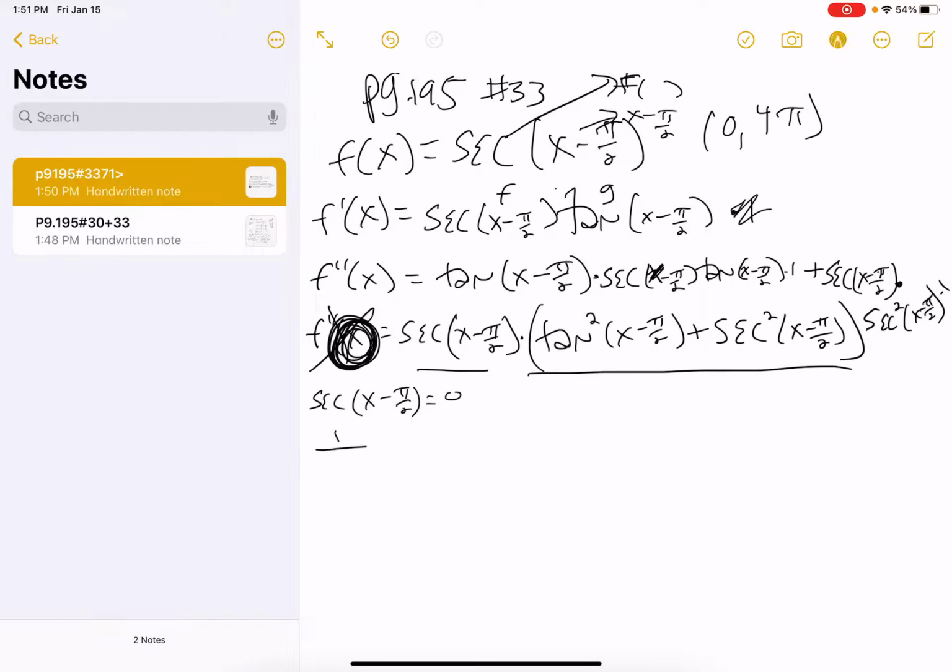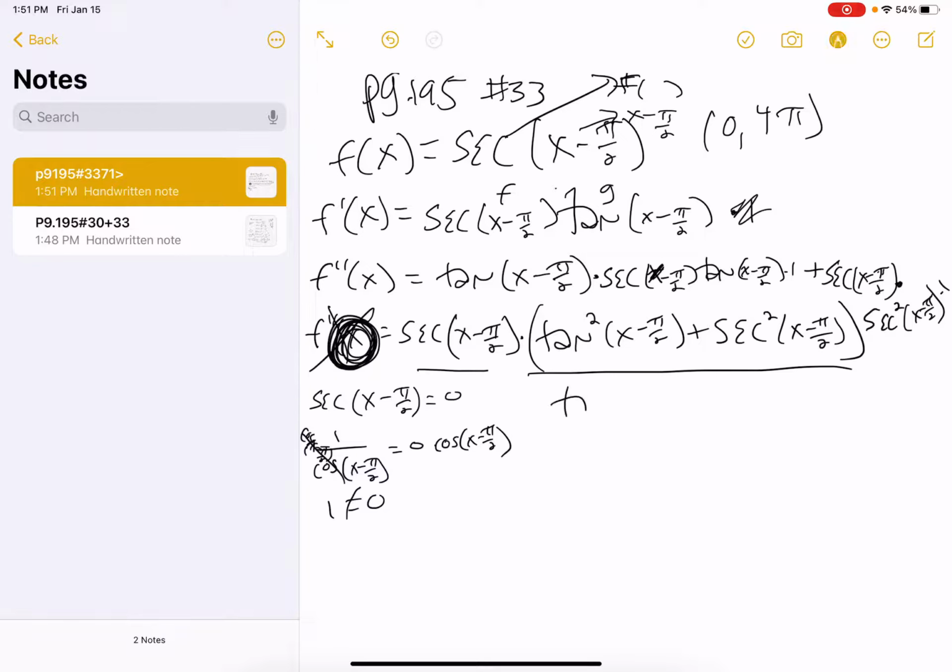So 1 over cosine of x minus pi halves is equal to 0. Well, if I multiply by the cosine of x minus pi halves on both sides, I'm going to end up with a problem, which is that 1 equals 0. Not true. So that's not going to give me any points of inflection or any answers. Now let's look at this side on the right.